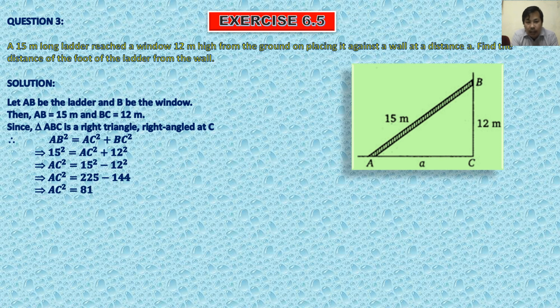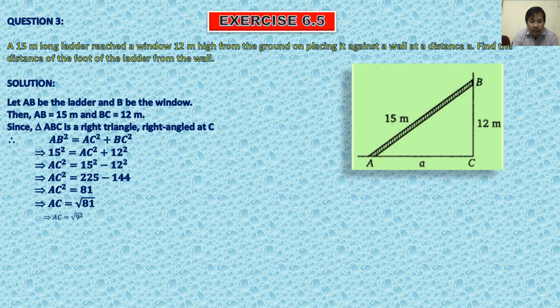Still we don't get the answer as 81. Something needs to be done because on AC there is a square. So this square we have to bring to the other side where there is 81. When we bring this square to the other side, the square becomes the square root. So we have AC is equal to root over 81. We pronounce this as root over 81.